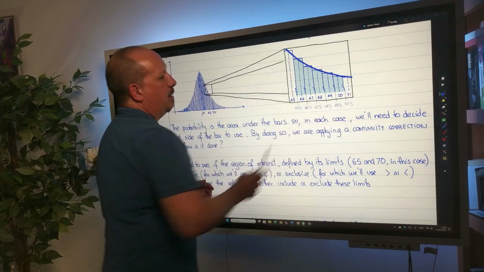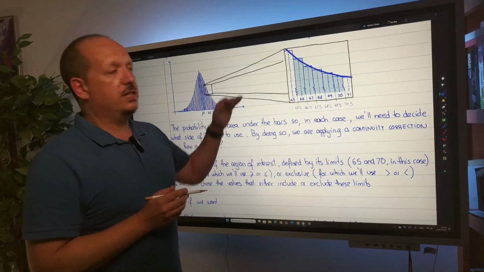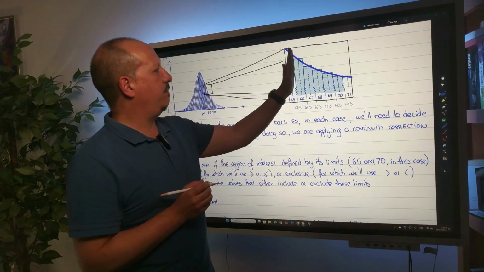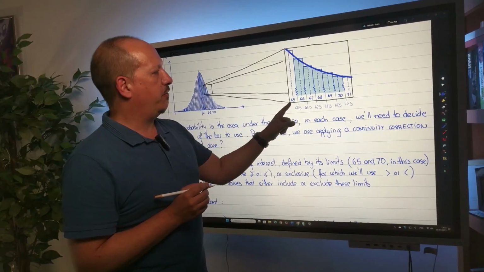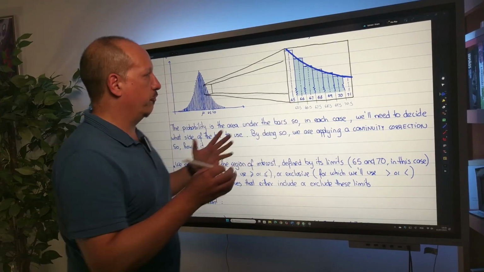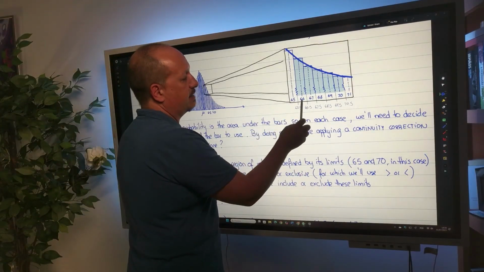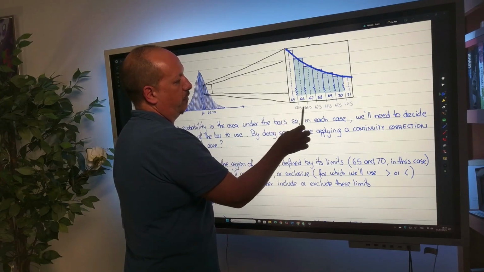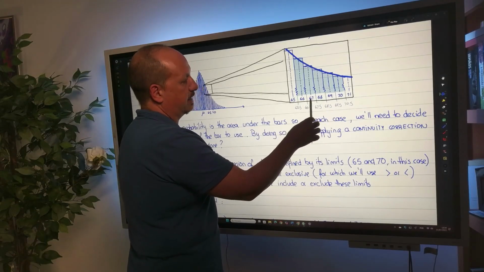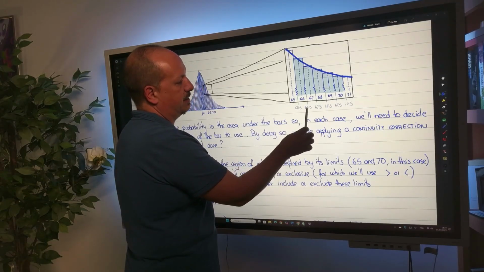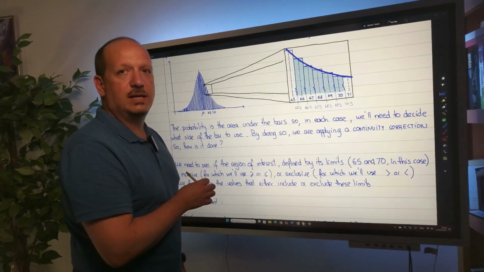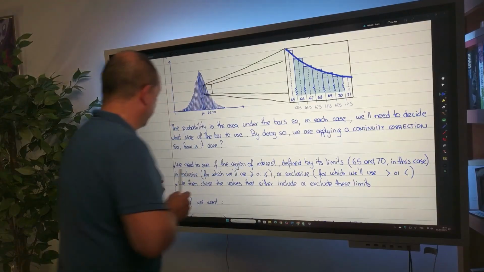All right? But if you want to turn this into something that is continuous, you have to look at the limits that go for each possible value. So, for example, the 66, this bar is limited by the 65.5 and the 66.5. The 67 is limited by the 66.5 and the 67.5, and so forth. All right? So what values are we actually going to use?